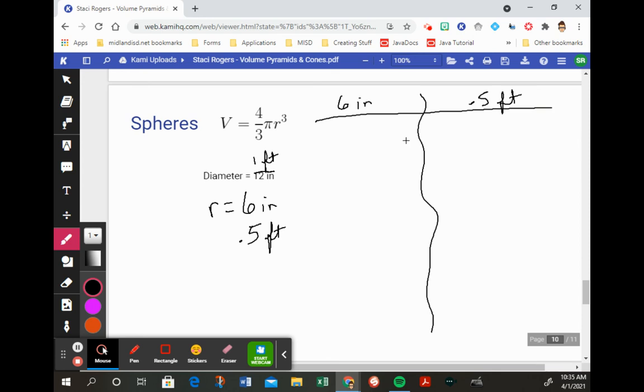Okay, so 4 times pi times 6 to the third power divided by 3. 4 times 6 raised to the third power divided by 3 equals 288 pi times pi, enter, get 904.8 cubic feet.